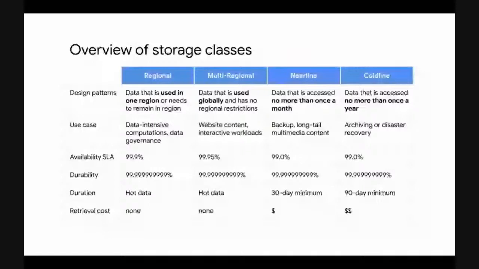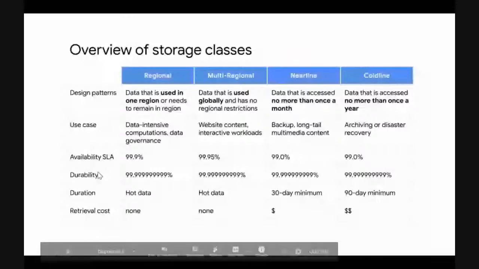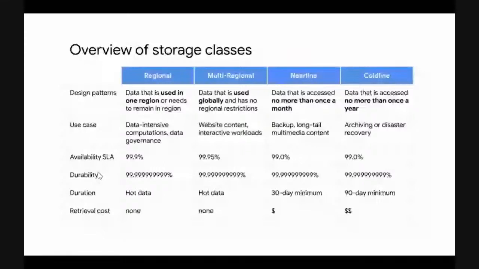Let's focus on durability and availability. Like you can see here on the table, for all the classes, Regional, Multi-Regional, Nearline, and Coldline, it has 11 nines of durability, which means that you won't lose data. You may not be able to access the data, which is like going to your bank and saying my money is there, but I can't have it because the bank is closed. I don't have access to it, which is the availability that differs between the storage classes.